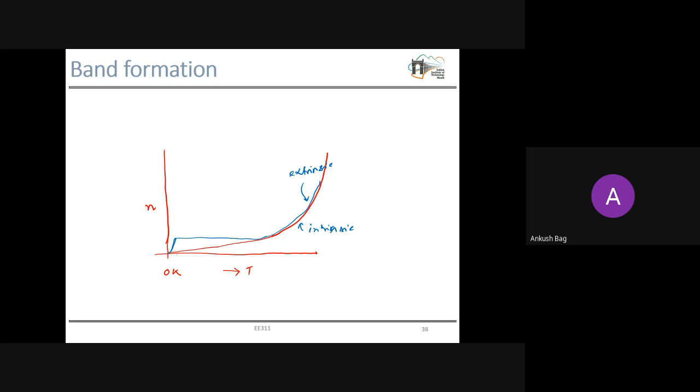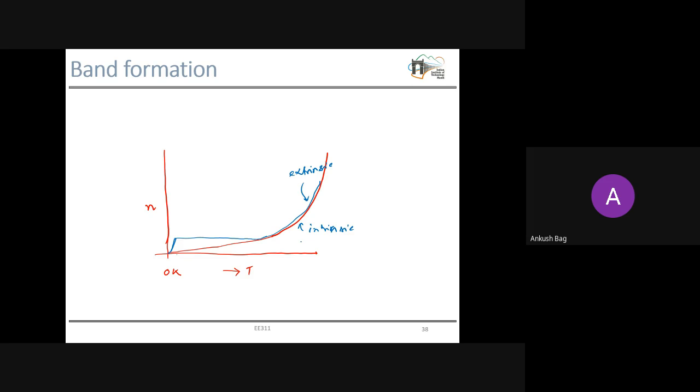Because in intrinsic, the carriers come only from breaking the covalent bonds. It is not that you have any atom with 5 electrons and that fifth loosely bound electron, as in the extrinsic case. So after this certain temperature, the extrinsic semiconductor carrier concentration will also increase with temperature, similar to your intrinsic semiconductor.